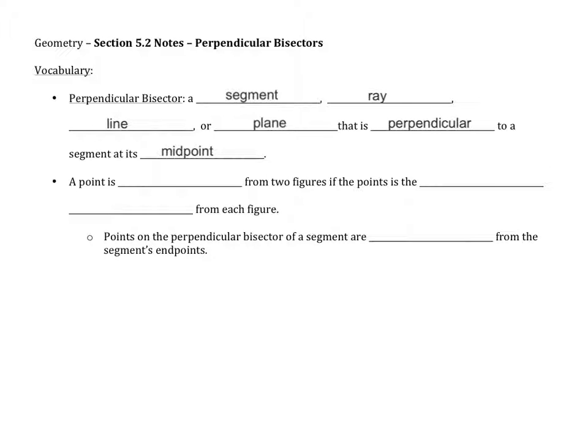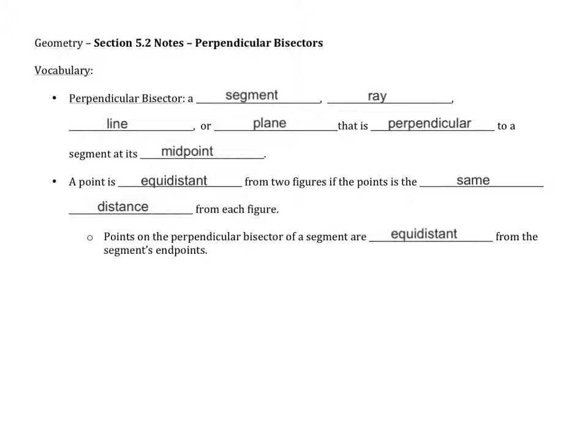Another vocab word is equidistant. A point is equidistant from two figures if the point is the same distance from each figure. I believe that equidistant is pretty self-explanatory. Equi means equal, distant, distance. So a point is equidistant from two figures if the point is the same distance from each figure. Points on the perpendicular bisector of a segment are equidistant from the segment's endpoints.